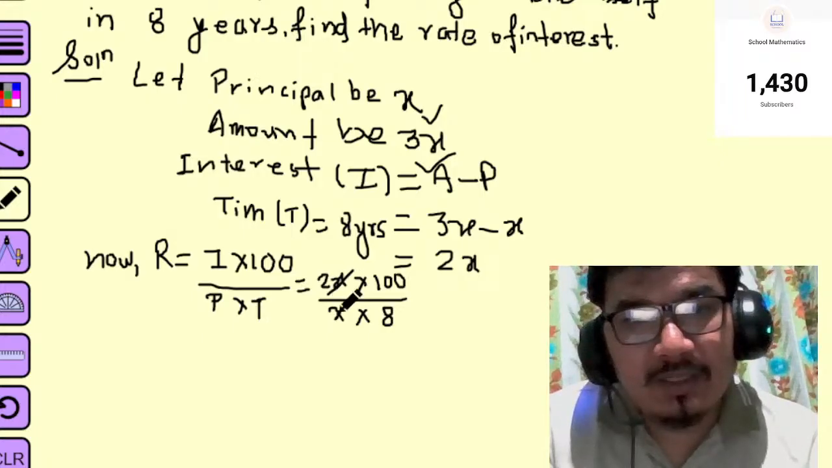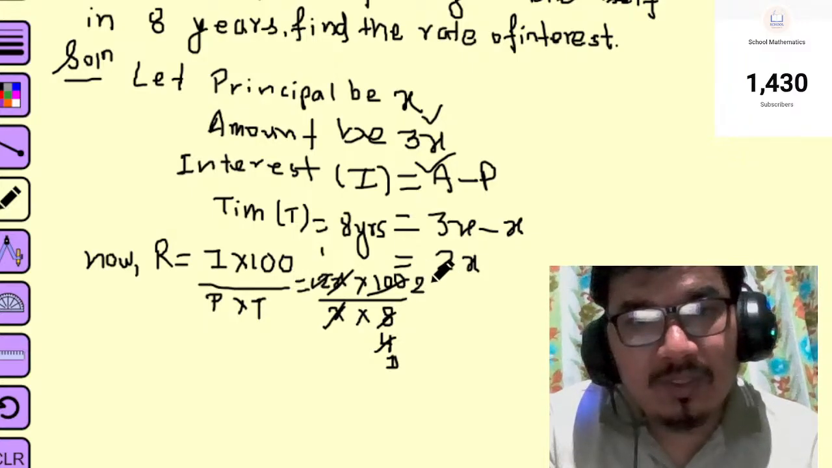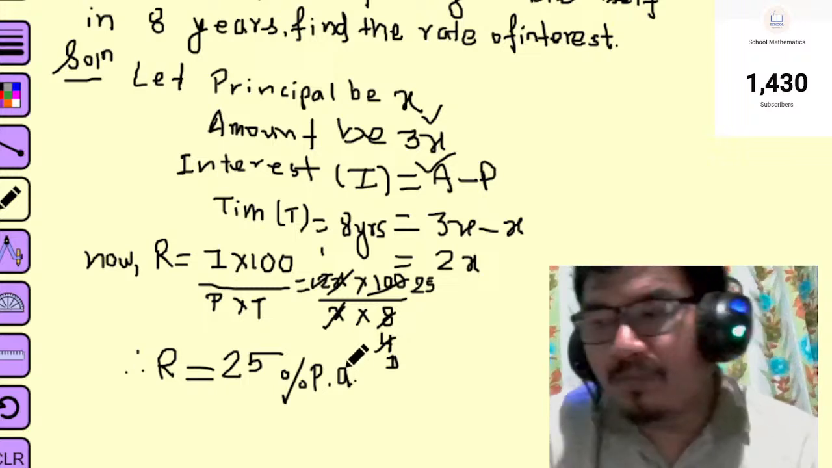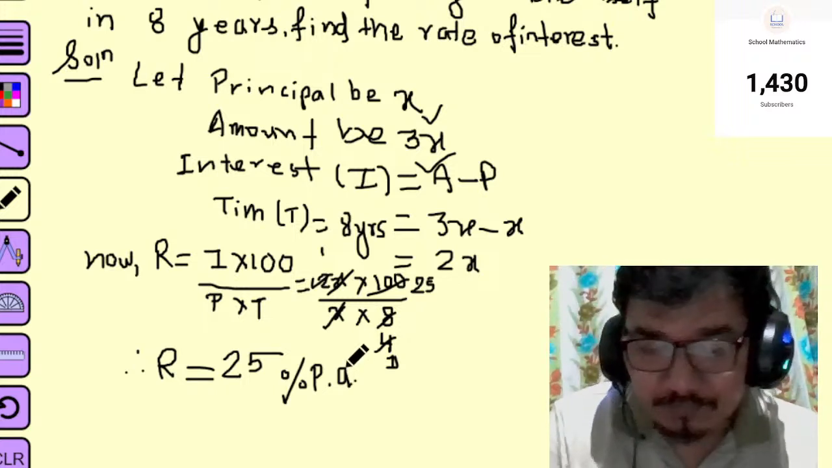Then we can cancel this x and this x, 2 1 times 2 and 2 4 times. Then we cancel this 4 1 times, and 4 2 times 8, and 2 left, and 20 became 4 times 5. Therefore the rate of interest has come 25 percent. Don't forget to write the per annum also. The rate of interest will come per annum.